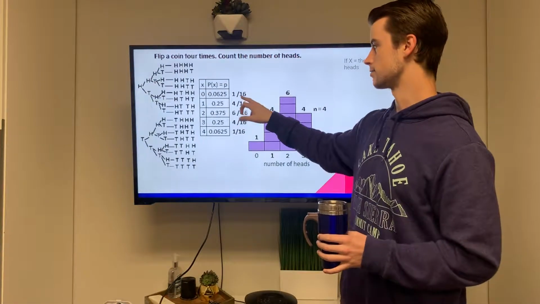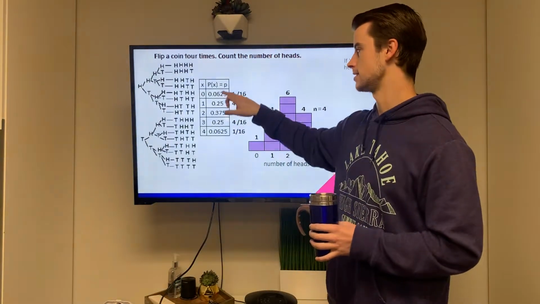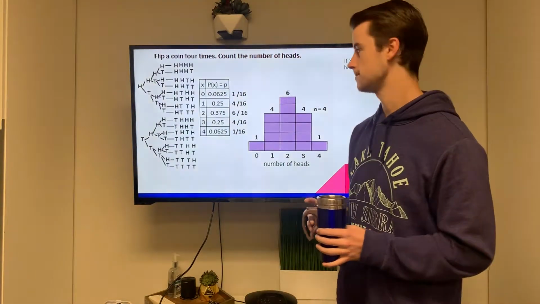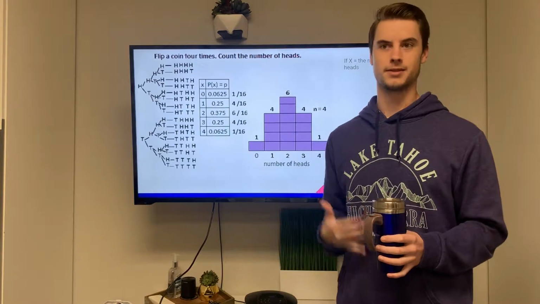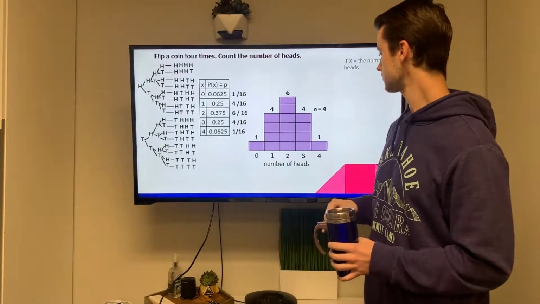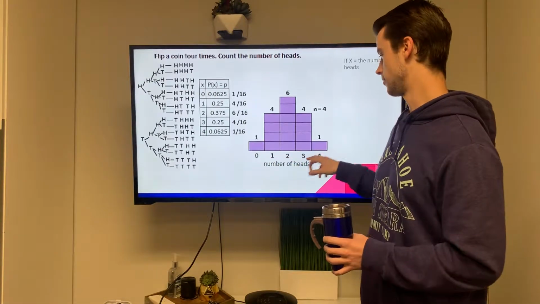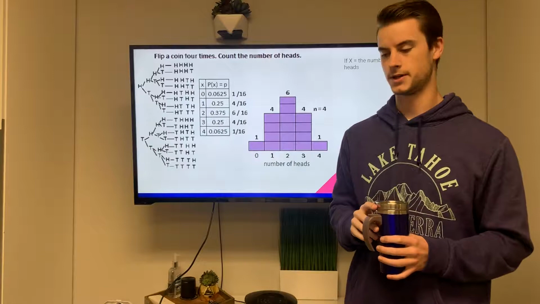So 4/16, 1/16, right? We divide 1 by 16, 4 by 16, and that's where we get these probabilities, okay? I'm not going to go through 2, 3, and 4 because I hope you get the concept, okay? And then this is our probability distribution, right? 0, 1, 2, 3, 4, the number of outcomes, and then our probabilities based on those outcomes, okay?